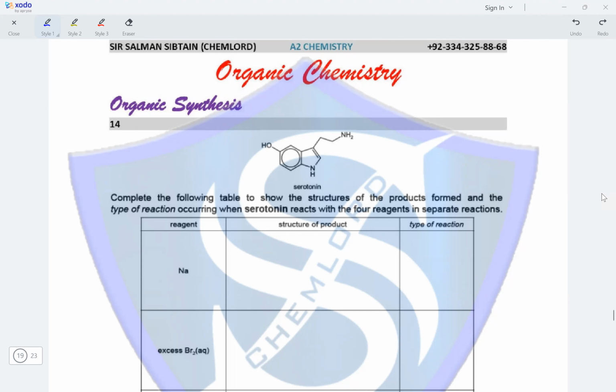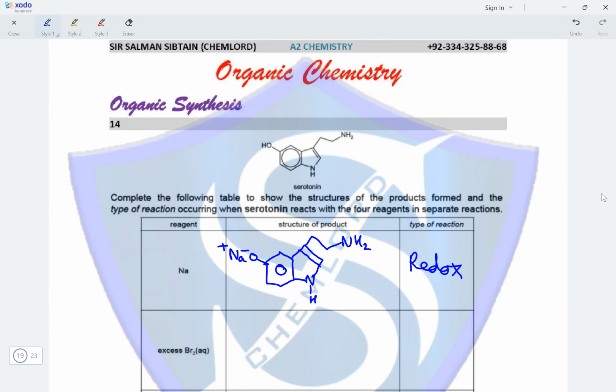So the product would contain the serotonin molecule as it is drawn except for the OH group, which will be converted into O minus and Na plus. Rest of the molecule remains as it is. So this is the rest of the molecule and the type of reaction is redox.